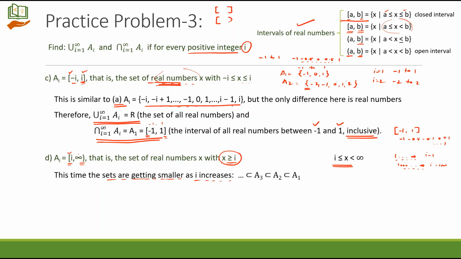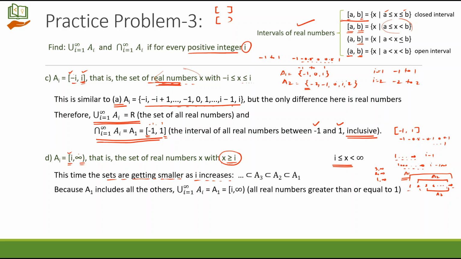So let's take A1. It is 1 to infinity. When you take A2, it is 2 to infinity. When you take A3, it is 3 to infinity. You have 1, 2, 3, 4 up to infinity. If 3 to infinity is going to be A3, 2 to infinity is going to be A2, and 1 to infinity is going to be A1, then A1 has the large range here. So we say A3 is a proper subset of A2 because A2 includes from 2 to infinity. Then A2 is a proper subset of A1 because A1 includes 1 to infinity, and 1 to infinity means 2 to infinity is also covered in that.